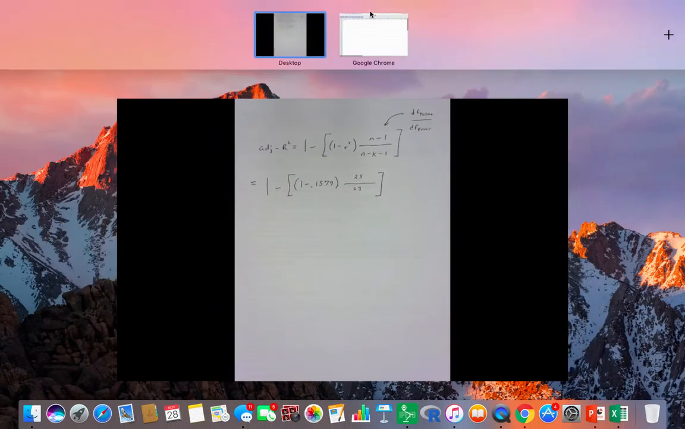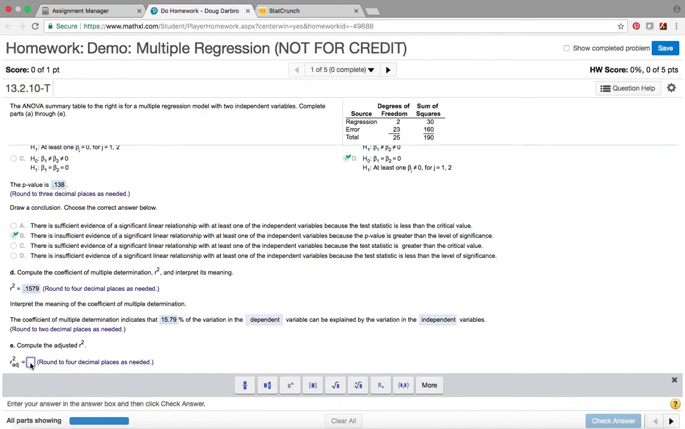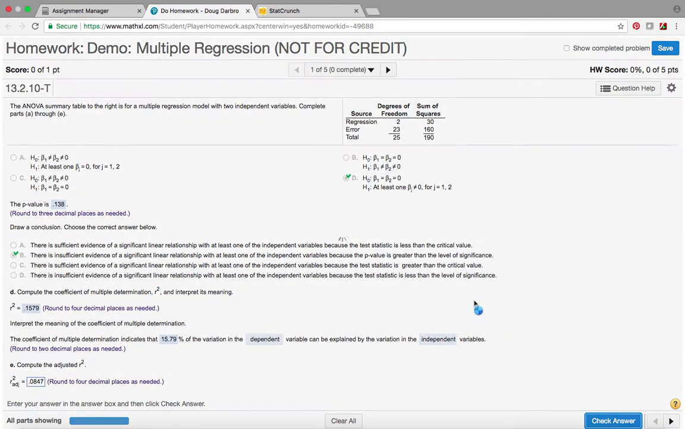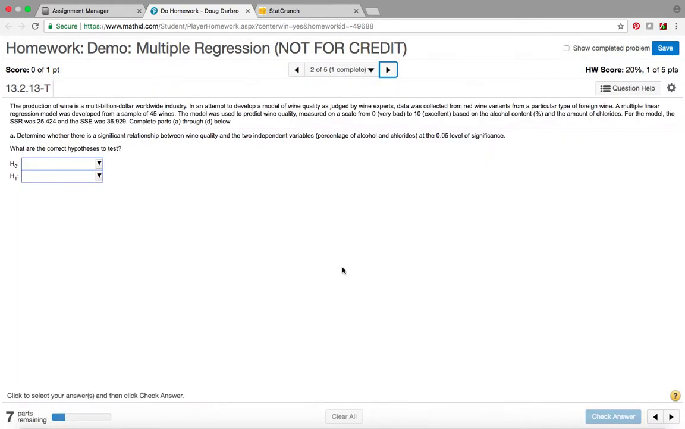0.0847, which is not much. To have an adjusted r squared when you control for your sample size and the number of additional variables, to only have about 8% of the variation, that's not much.